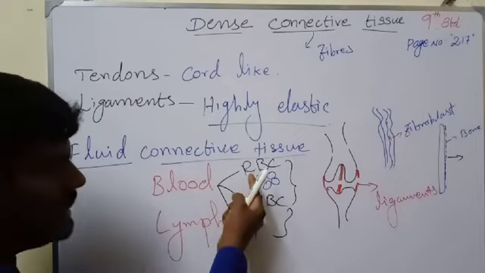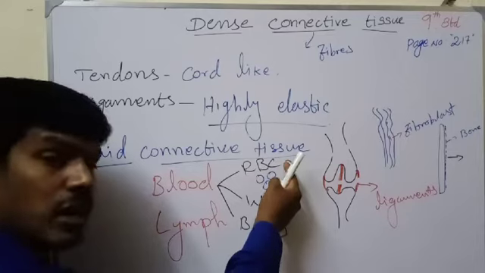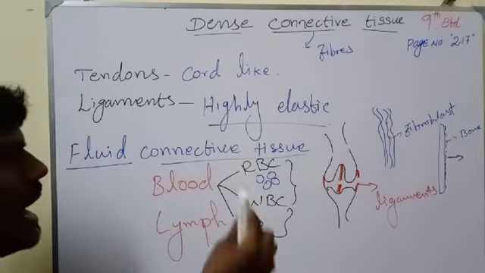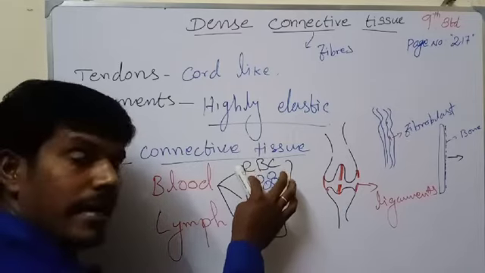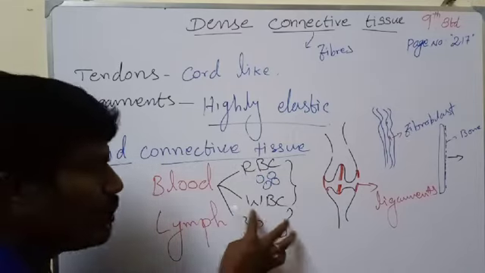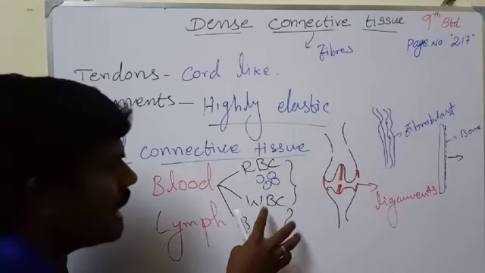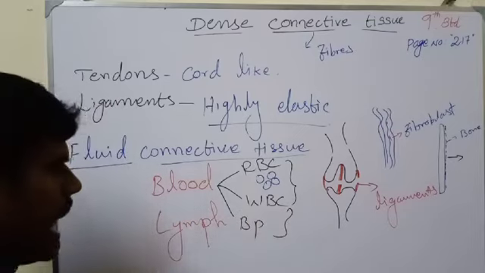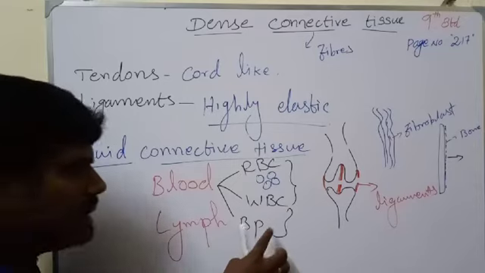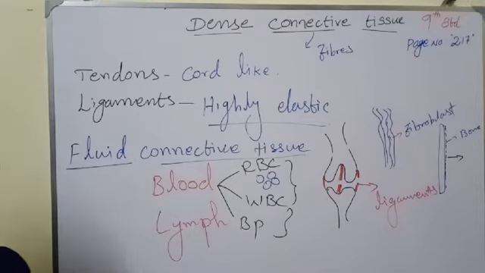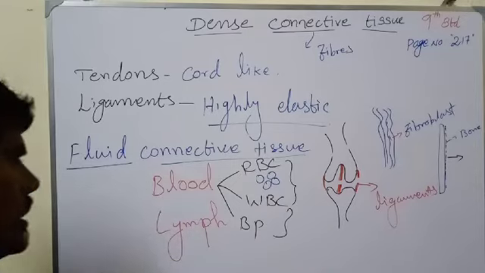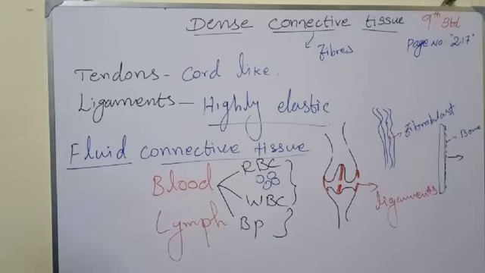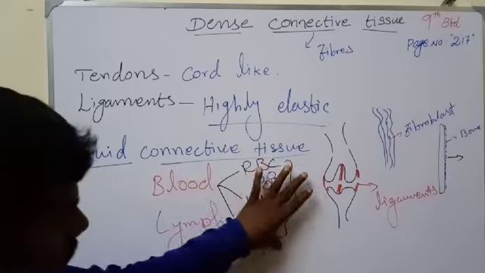This is the RBC. Red blood cells are otherwise called erythrocytes. Erythrocytes is the other name of red blood cells. And leukocytes is the other name of WBC, that means white blood cells. And then blood platelets, whose other name is thrombocytes. So these are the blood cells.